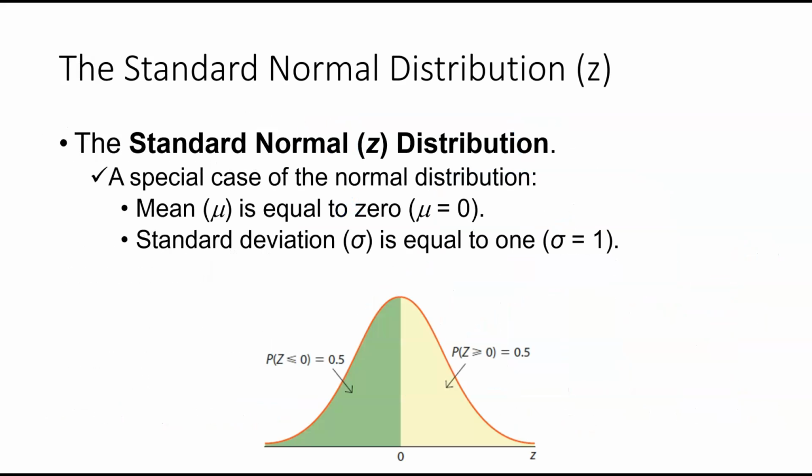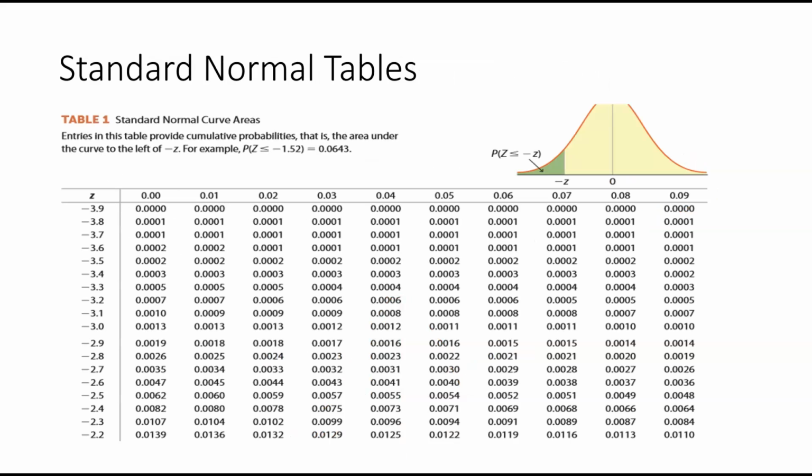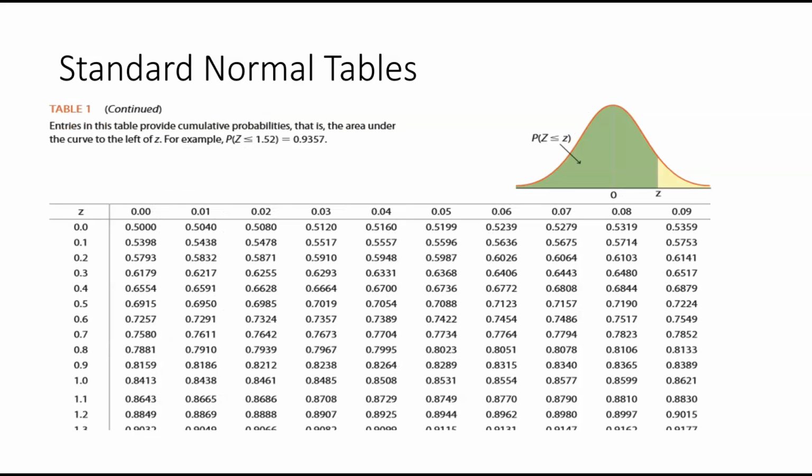So now let's talk about the standard normal distribution, and we use z for that. In this particular case, mu is equal to 0, and our standard deviation is equal to 1. This is a special case. Now, you may have seen these standard normal tables before, and we're going to be using Excel instead of the tables.